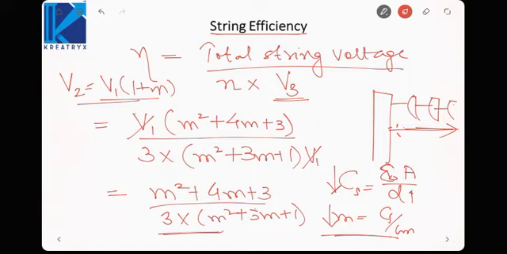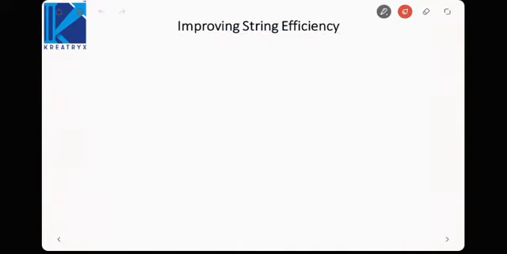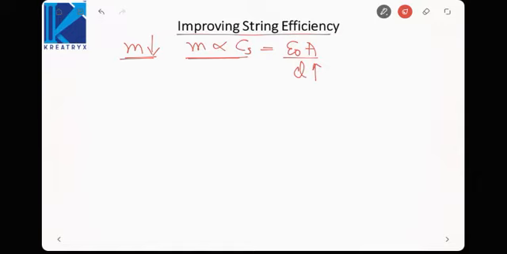Okay. So string efficiency is a critical criterion in determining how many disks are to be used, and we want the voltage distribution to be uniform, so the string efficiency should be as high as possible. Now, how to improve the string efficiency? As we saw, non-uniformity can be reduced if the value of M is reduced. M is directly proportional to the shunt capacitance, which is equal to epsilon A by D. So if you increase D, this Cs will reduce, so M will also go down.